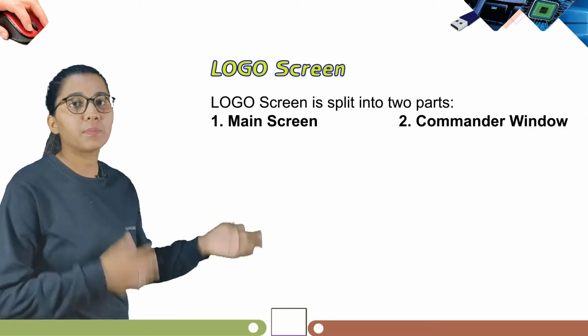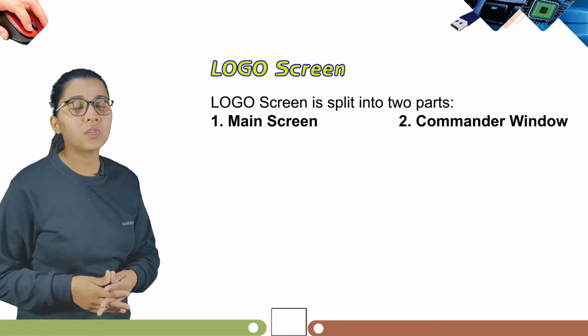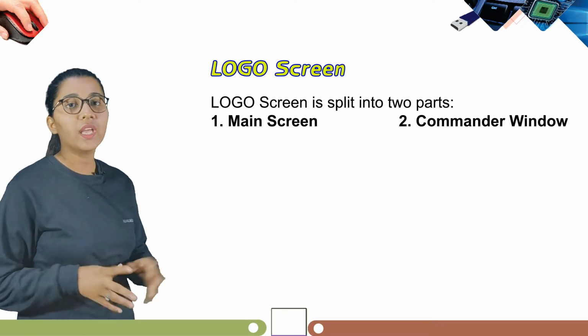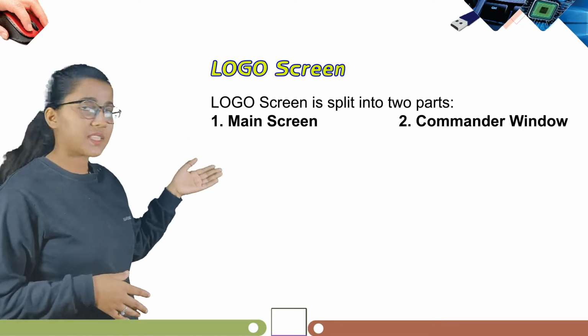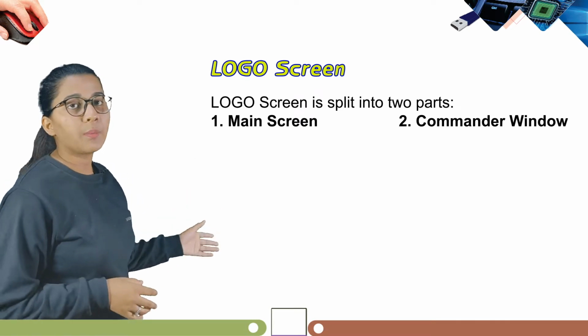Now students, our next topic is Logo screen. Logo screen is split into two parts. The first part is main screen and the second is commander window.